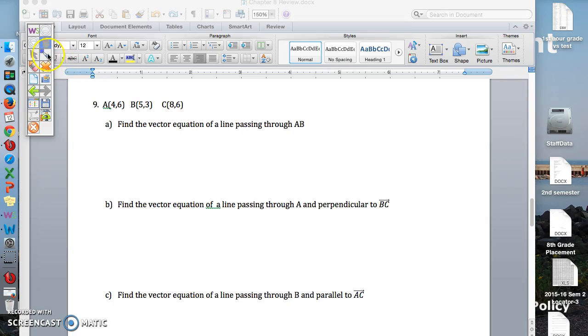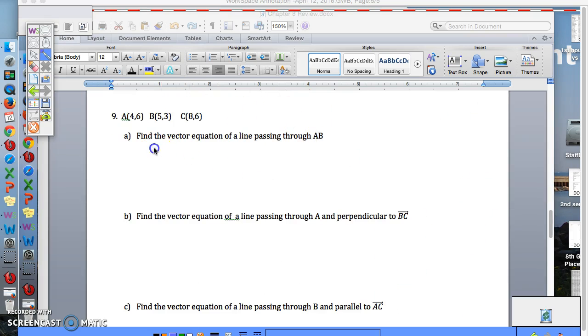So here we're supposed to find the vector equation that goes through AB. So let's first find our directional vector. From A to B, 4 to 5, it's going up by 1. 6 to 3, it's going down 3. And it passes through AB.